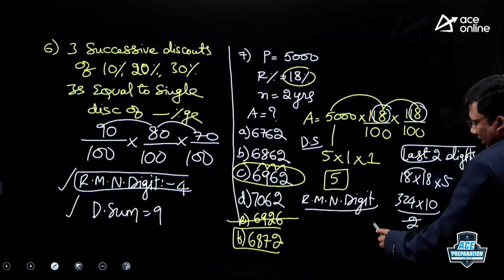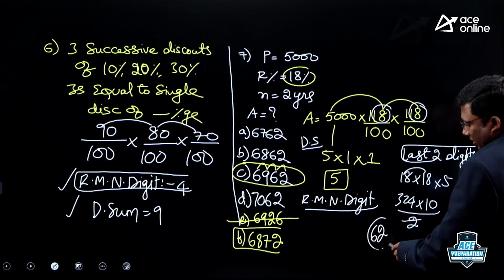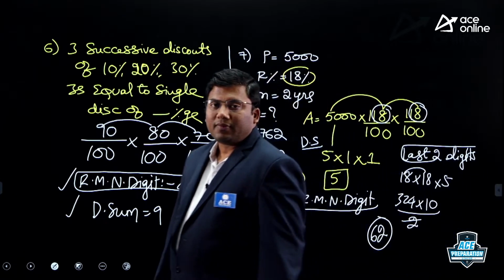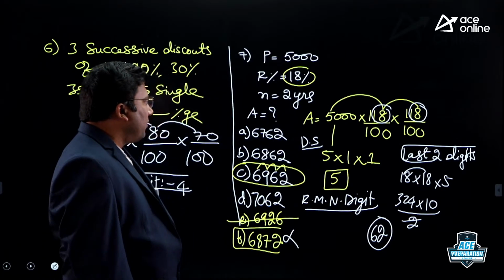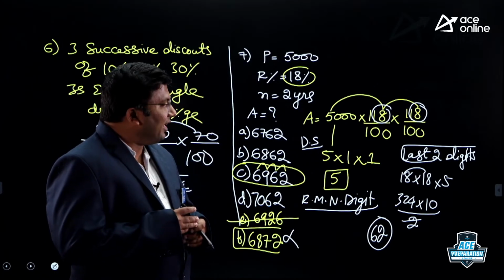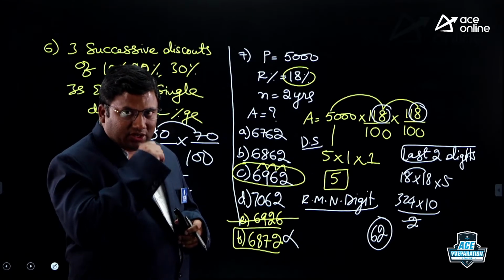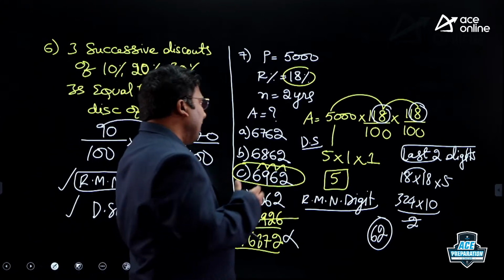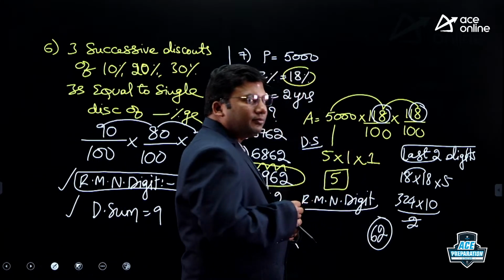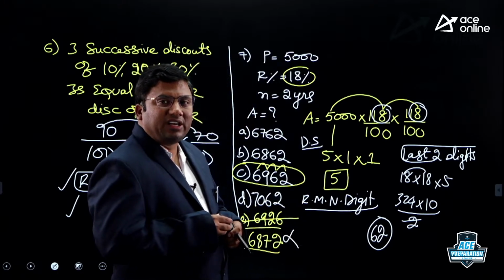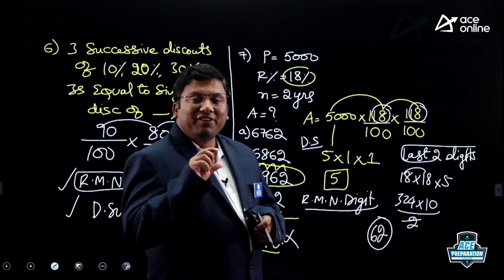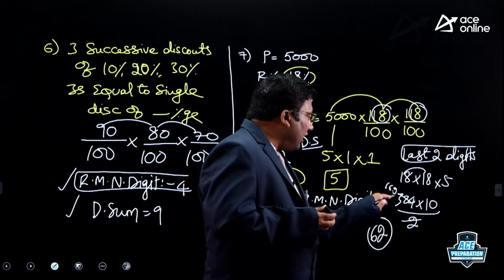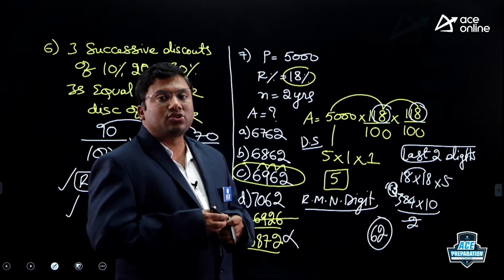5 I can write it as 10 by 2. Last 2 digits should be 62. Last 2 digits, it is 72? Not possible. 118, what are the last 2 digits? 18. 18 into 18 into 5. 18 18s are 324. 324 into 5. 5 I can write it as 10 by 2. So 2 162 into 0. Last 2 digits, it has to be 62.